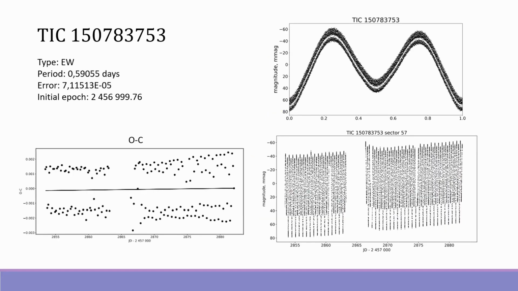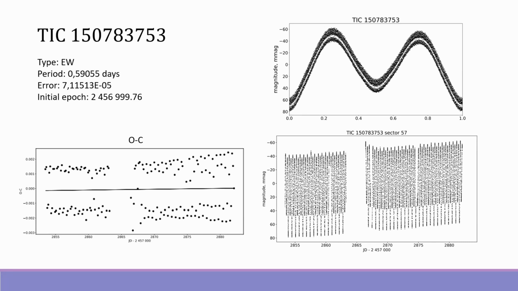So to begin with, I'll talk about the star with TIC identifier 1507, which was previously known as an eclipsing binary, but it wasn't classified, and in SIMBAD they didn't provide any classification for this star. So using the TESS data, we found out that the classification of this star is EW type, based on analyzing the phase curve and the light curve as well.